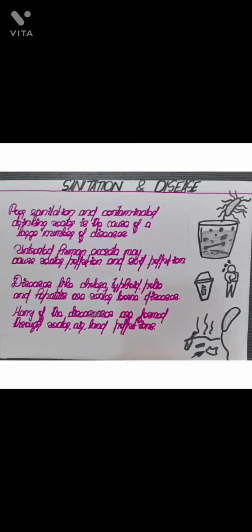Sanitation and disease. Poor sanitation and contaminated drinking water are the cause of a large number of diseases. Untreated human excreta may cause water pollution and soil pollution. Diseases like cholera, typhoid, polio, and hepatitis are waterborne diseases. Many diseases are spread through water, air, and land pollution.